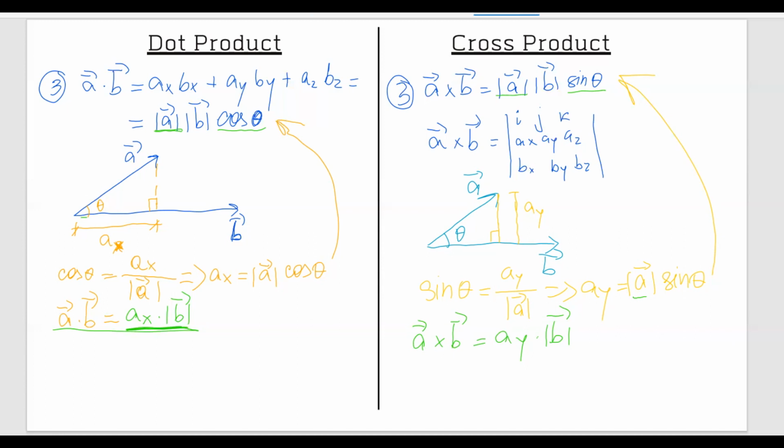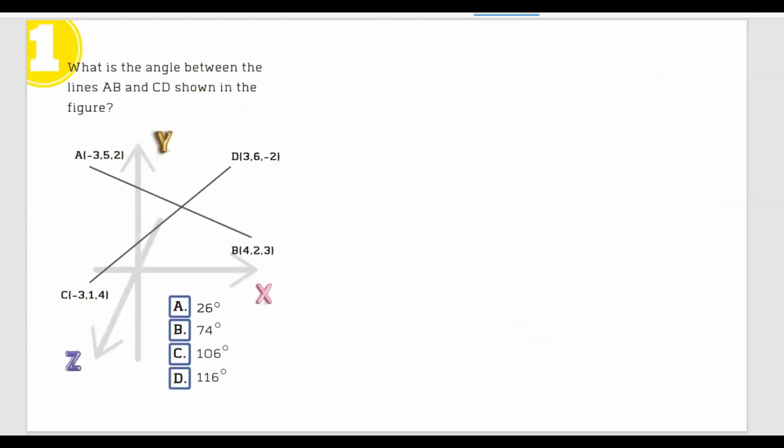And that's why in the field of mechanics, the most common application for the cross product is the calculation of the moment of a force about a point, which is given by M equals R cross F, where R is the vector distance from the point O to any point on the line of action of the force. Okay, guys, I hope this brings a little bit of light to the dot product and cross product. Now let's work on a few examples.